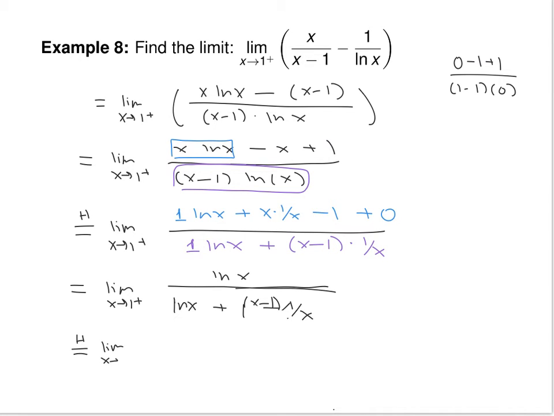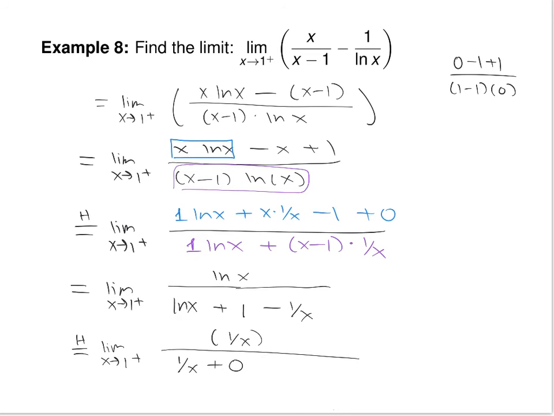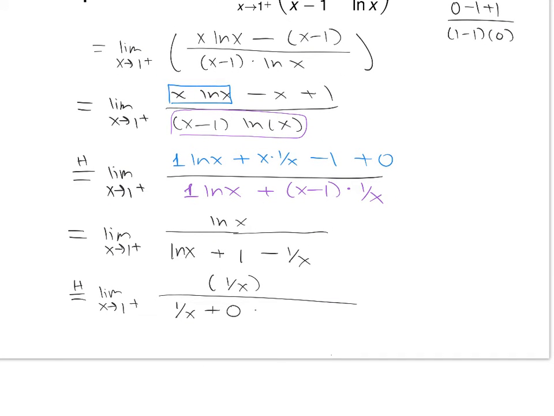I just hope so. Okay, so what's the derivative of natural log of x? 1 over x. And then the derivative of the denominator is 1 over x plus 0. What's the derivative of that 1 over x? It'll be positive 1 over x squared. Do you agree with that? And now you can input 1 and you get 1/2. You buy that?